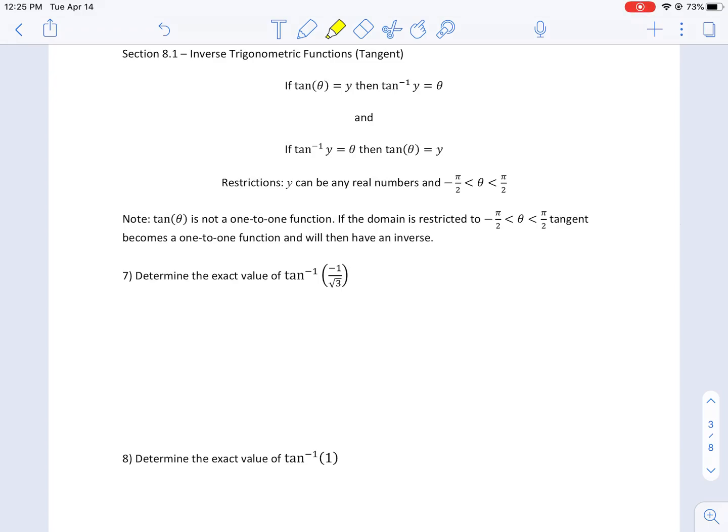Hello class, in this video I'll be doing examples 7, 8, and 9 in section 8.1, inverse trigonometric functions, and we will focus on tangent.